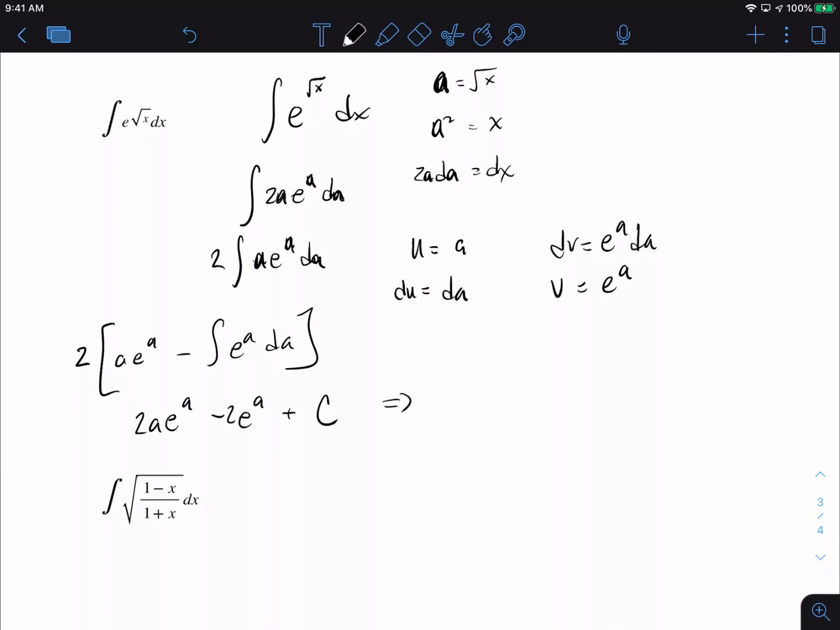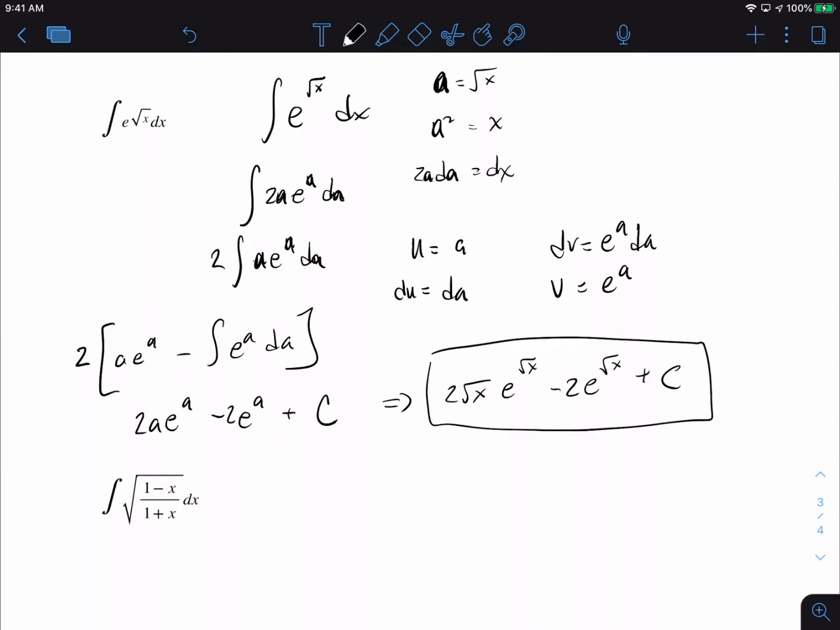Now what I need to do is my original substitution, remembering that my a was square root of x. So I'm going to get 2 square root of x, e to the square root of x, minus 2 e to the square root of x plus c. Isn't that weird that e to the x is the integral, and yet the answer has e to the x in it? Strange.